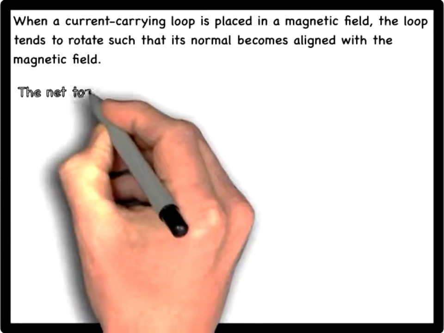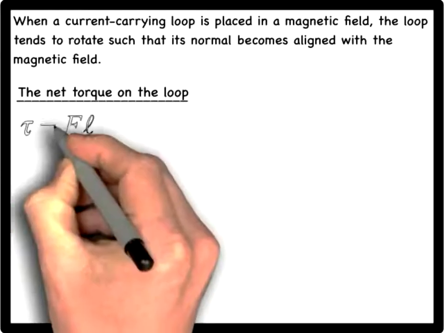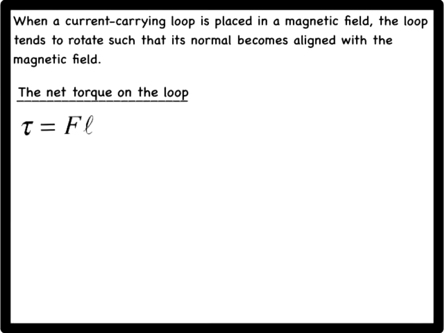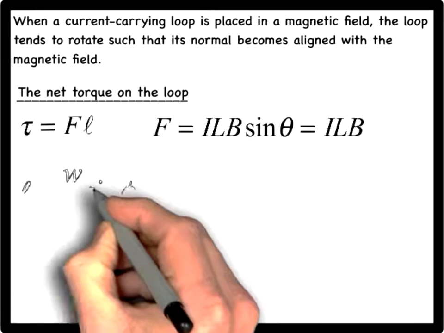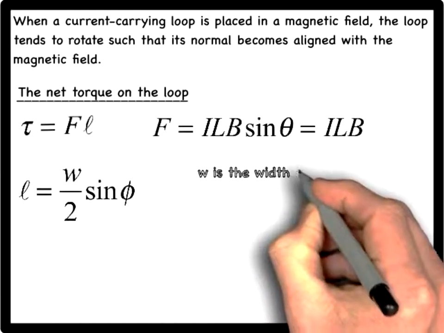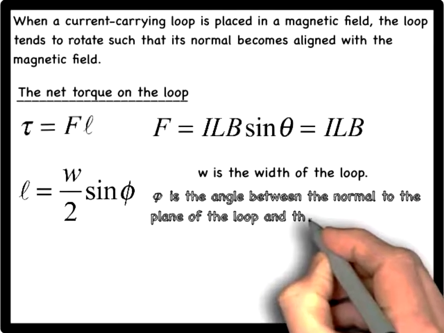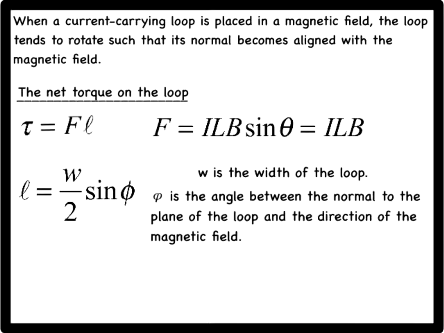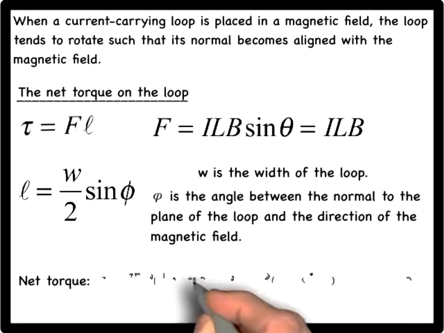Now let's derive an expression for the net torque on the loop. Recall that the torque is equal to the product of the force times the lever arm, F times L. The force on each vertical side of the loop is found by using the equation for the magnetic force on a current-carrying wire, F equals ILB sine theta, which just reduces to F equals ILB since the current in the vertical sides is always perpendicular to the magnetic field. The lever arm is the perpendicular distance from the line of action of the force to the shaft. This distance is given by L equals W over 2 times sine phi, where W is the width of the loop and phi is the angle between the normal to the plane of the loop and the direction of the magnetic field. The net torque is the sum of the torques on each side, which is given by the following.